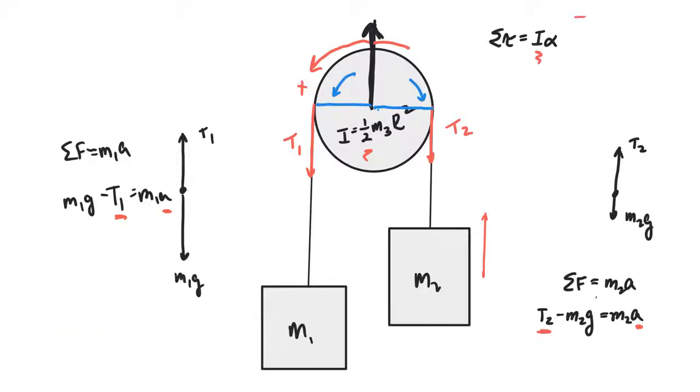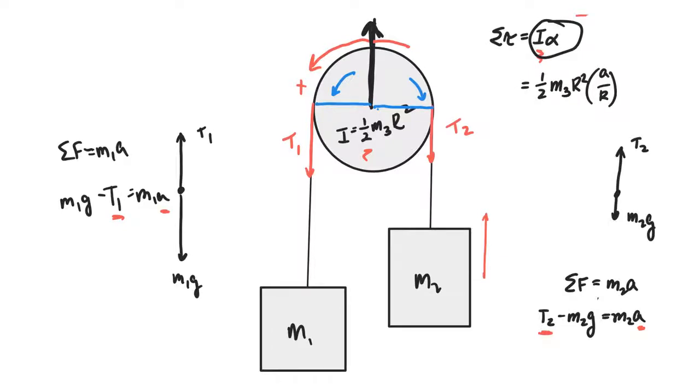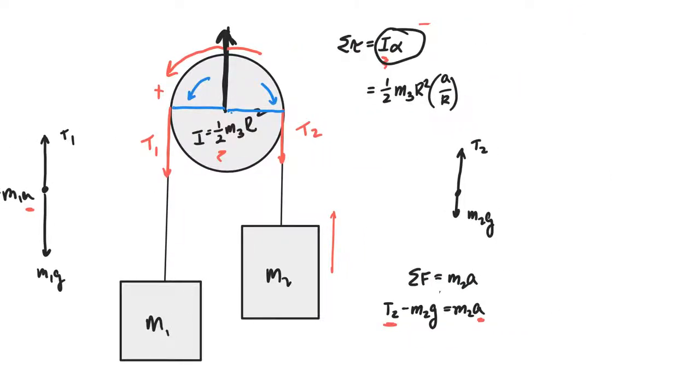So let's remember a couple things that I think you guys have difficulty with. First, this side right here, where I have I alpha, you're gonna have to put in the moment of inertia, and you're gonna substitute A over R for alpha. Can you see it better now? A over R for alpha.